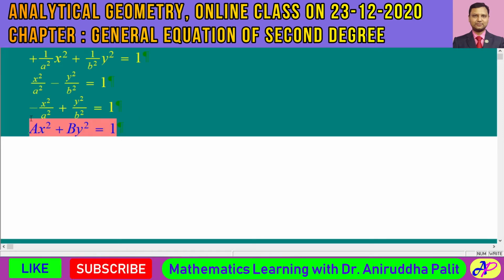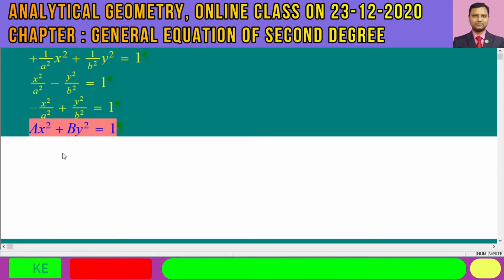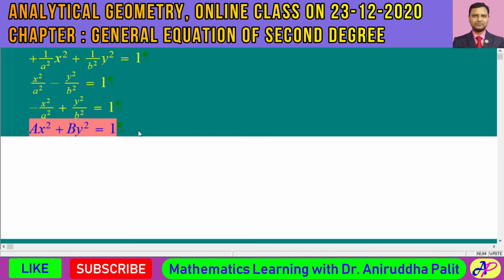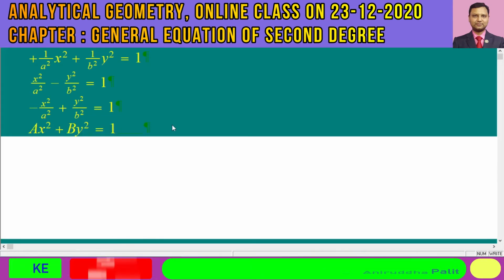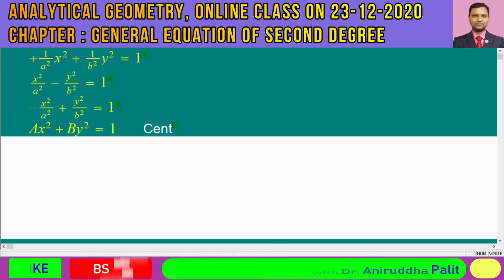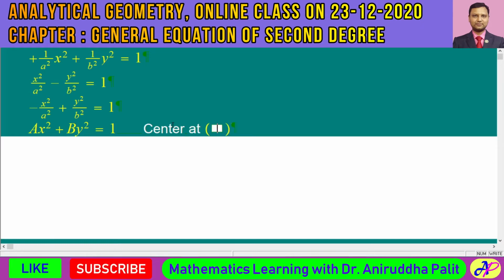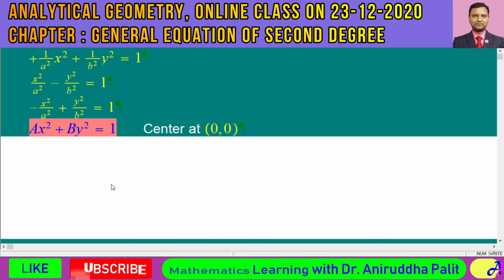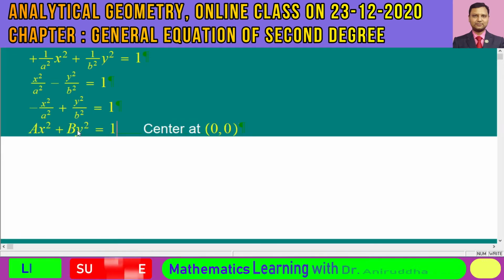So we can say that this kind of equation always represents a central conic having center at the point 0, 0. What will be the center of this kind of conic? The center is situated at the point 0, 0. Got it? So we are going to discuss this expression, and it may be an equation of an ellipse or an equation of a hyperbola.